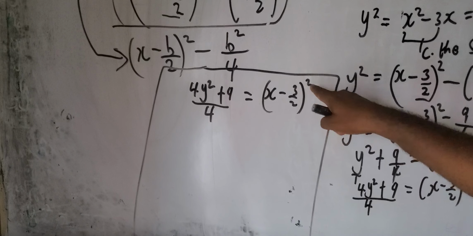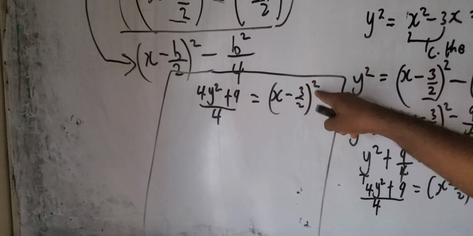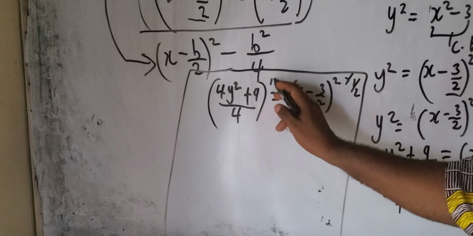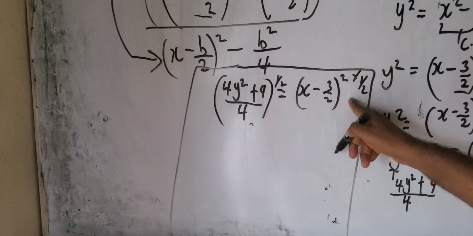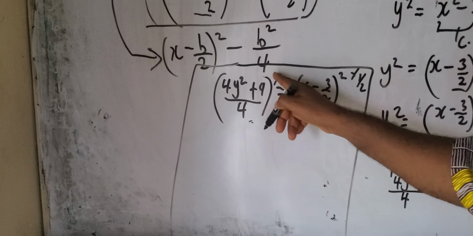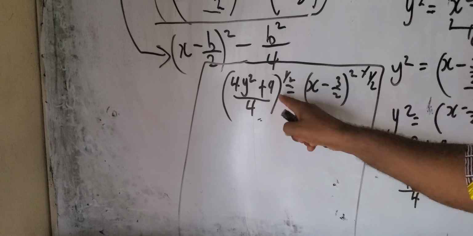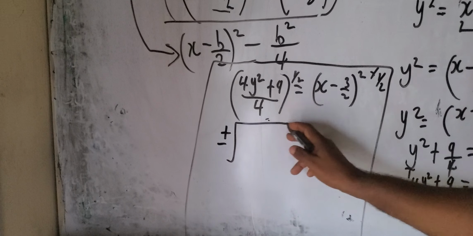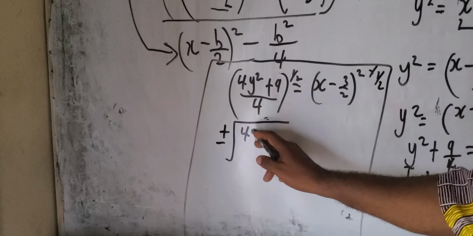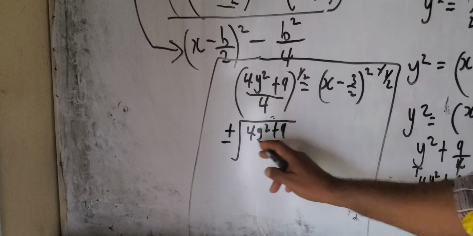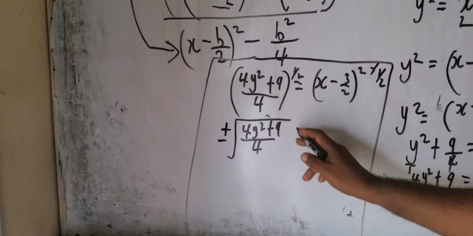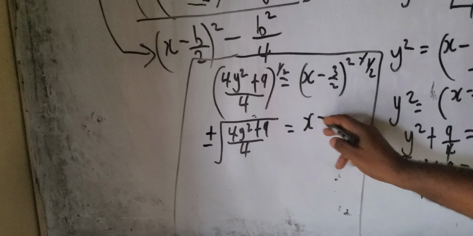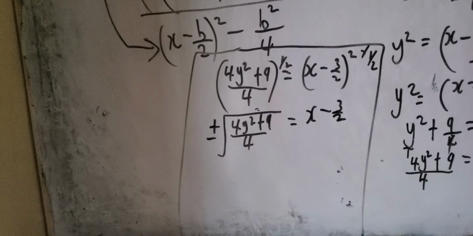To remove this square, multiply this power by its own inverse. That is times half. Then multiply this one by the same half. Whatever you have done here, you do it here. So half of this one means square root of. So to find the square root, you say plus or minus square root of this expression, (4y squared plus 9) all over 4, is equal to, 2 cancel 2, so it's left with (x minus 3) all over 2.